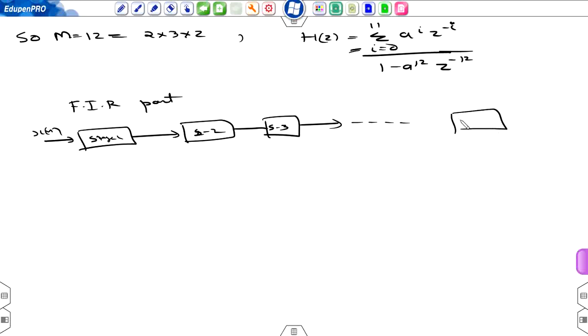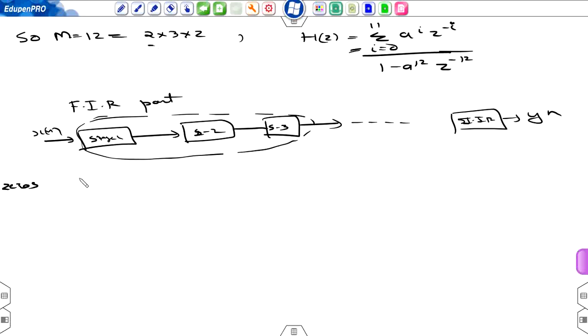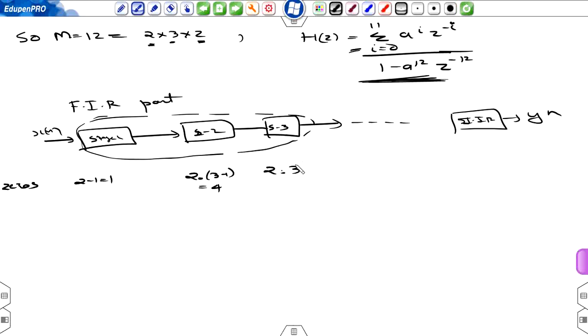And the IIR part. So this is the FIR part. Now talking about the number of zeros, this is 2, so 2 minus 1 is equal to 1 zero. This part will have 2, the first term, into this 3 minus 1, that is 4 zeros. The last stage will have total number of zeros given by 2 into 3 into 2 minus 1, so this is 6. So 6 plus 4 plus 1 is 11. So 11 zeros in the original filter, and we have divided into 3 parts, and the total number of zeros is also 11.